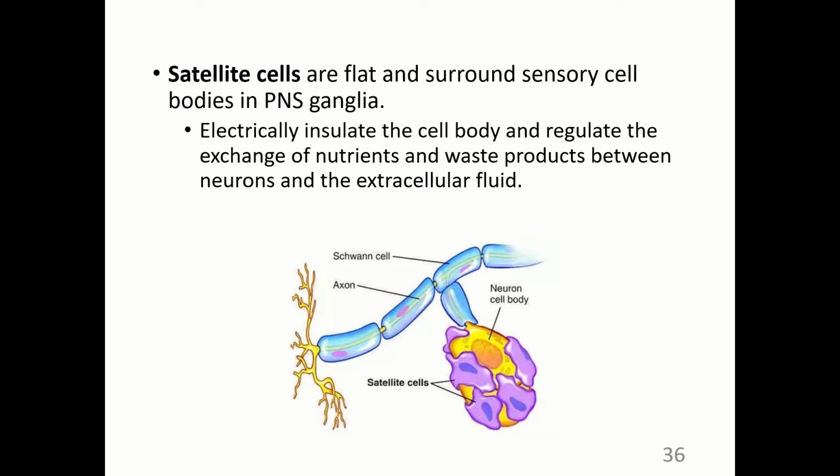Satellite cells are flat and surround the sensory cell bodies in the peripheral nervous system ganglia. They electrically insulate the cell body and regulate the exchange of nutrients and waste products between neurons and the extracellular fluid. Functionally, they are similar to the astrocytes of the central nervous system. This illustration shows the satellite cells surrounding the neuron cell body of a sensory neuron in the peripheral nervous system.